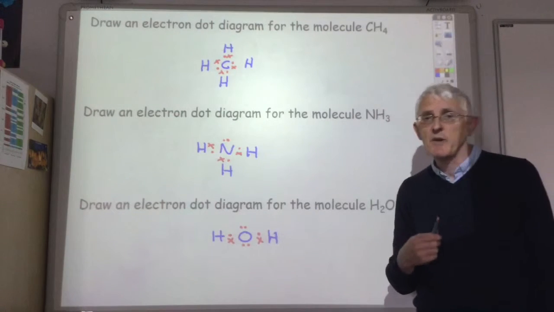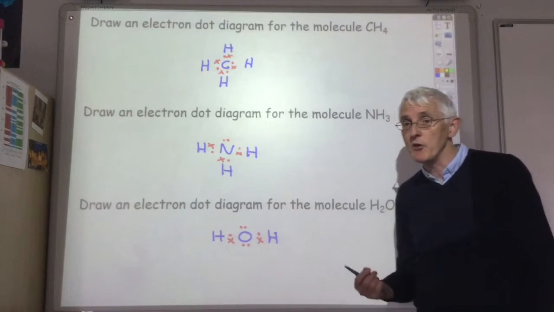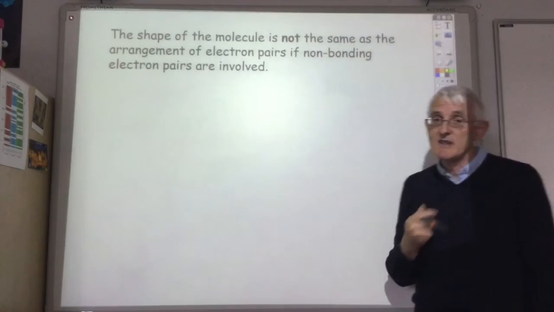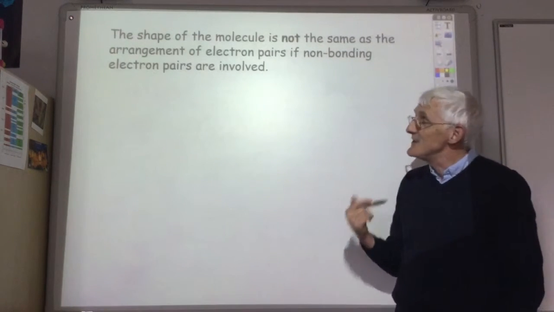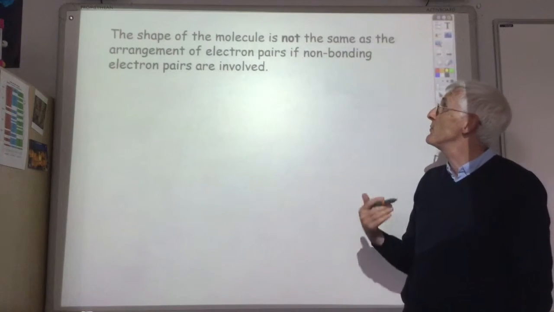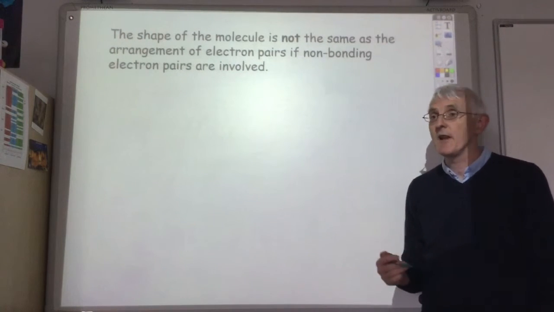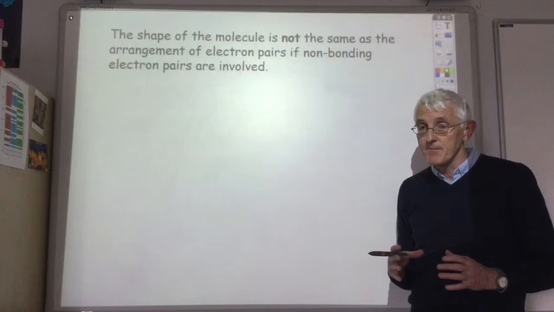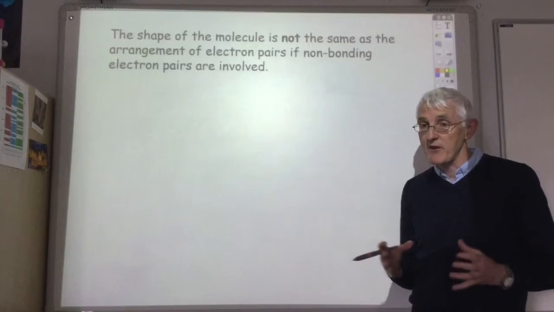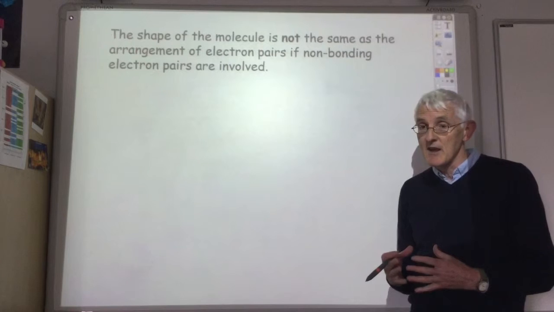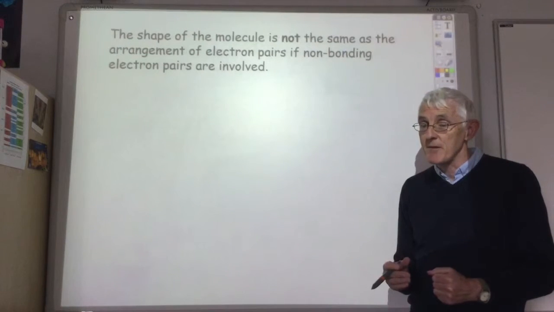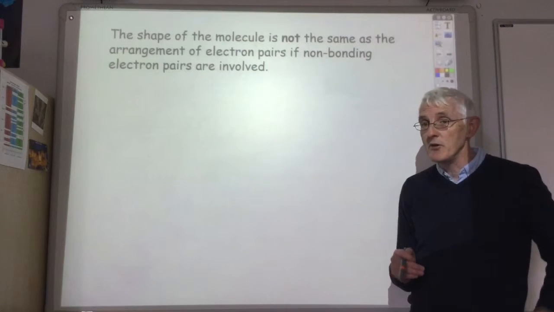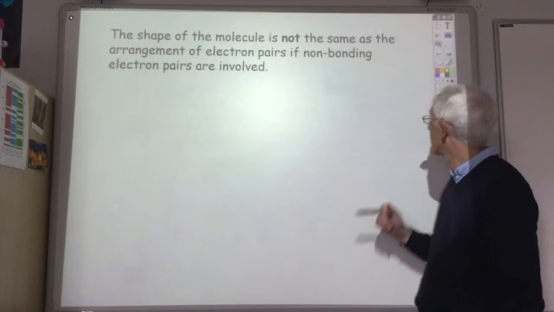Okay, so what? Why are we interested in whether electron pairs are bonding or non-bonding? Well, our interest lies in the fact that the shape of the molecule is not the same as the arrangement of electron pairs if non-bonding electrons are involved. If all the electron pairs around the central atom are bonding, then the molecule will be the same shape as the arrangement of electron pairs. But that is not the case if there are non-bonding electron pairs involved.